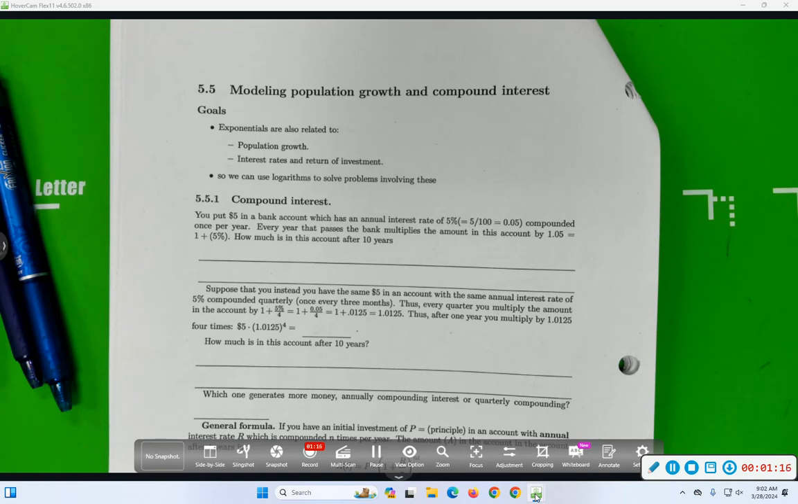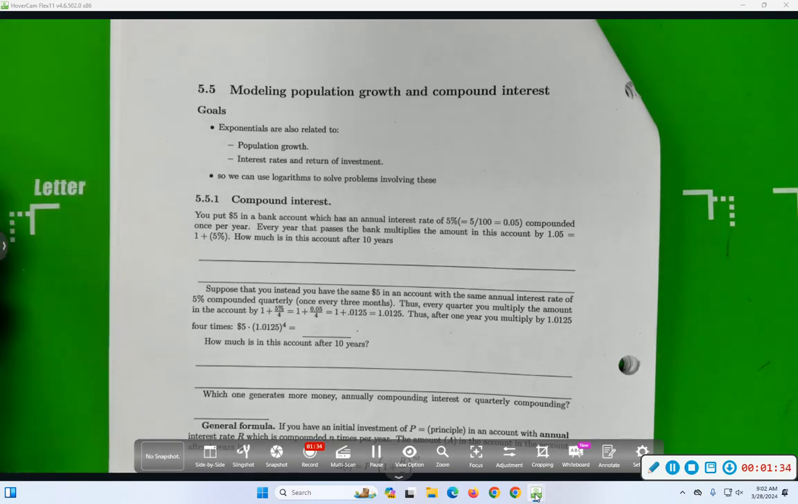Another thing is compound interest in a bank. If you have money put in some interest-bearing account in a bank, then the rate at which that money grows is proportional to how much money you have in the bank. So let's talk about that first. Let's talk about compound interest.